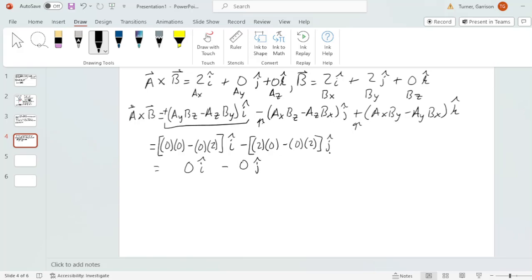And so you can already see that if anything survives, it'll be along the K direction or the Z axis. And so AX is 2, BY is 2, minus AY is 0, and BX is 2, and that is in the K hat direction.